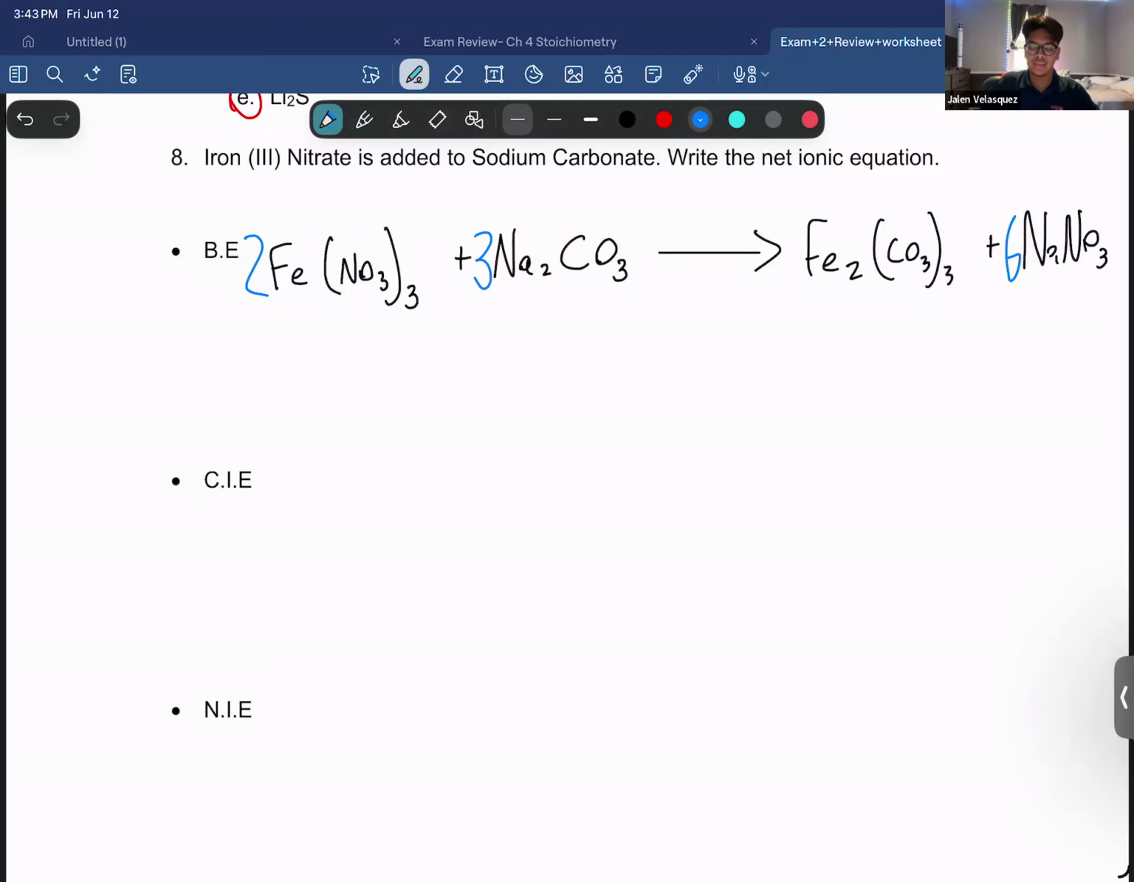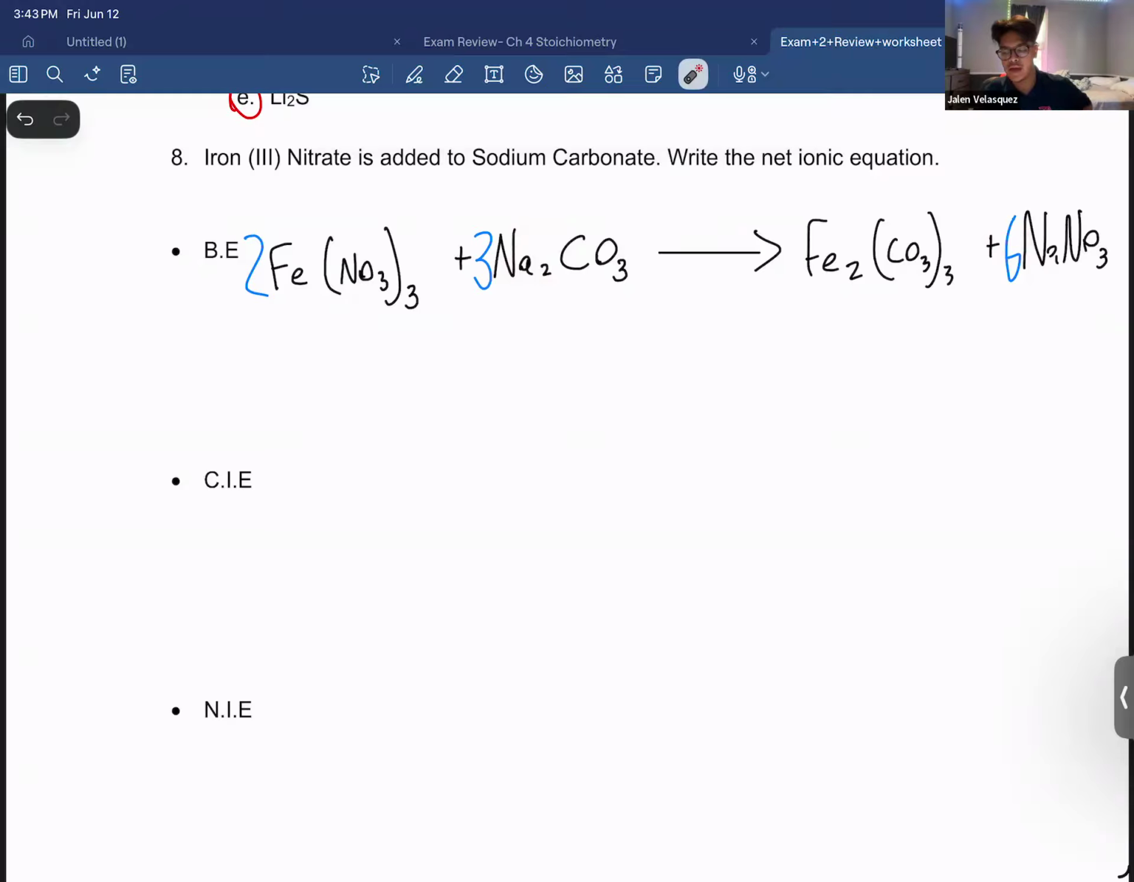Now the next step is assigning the states of matter to the products. So here you will have to use your solubility chart. You will be provided with a solubility chart on the exam. You don't have to memorize the solubility rules. So we're going to look at the iron carbonate, figure out what state of matter that will be, and also the same for the sodium nitrate.